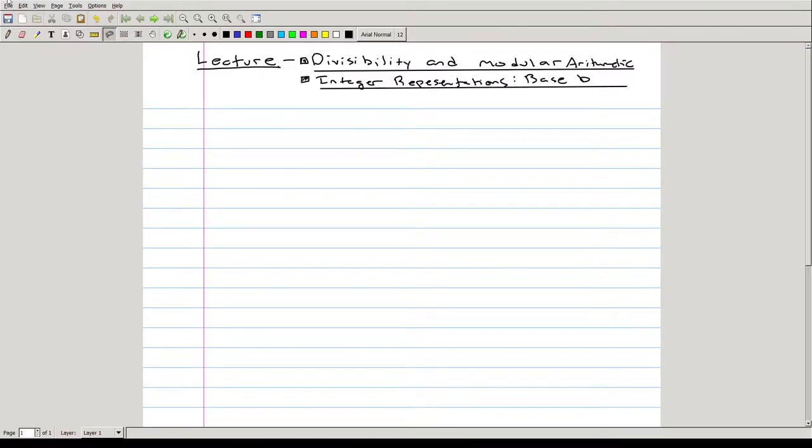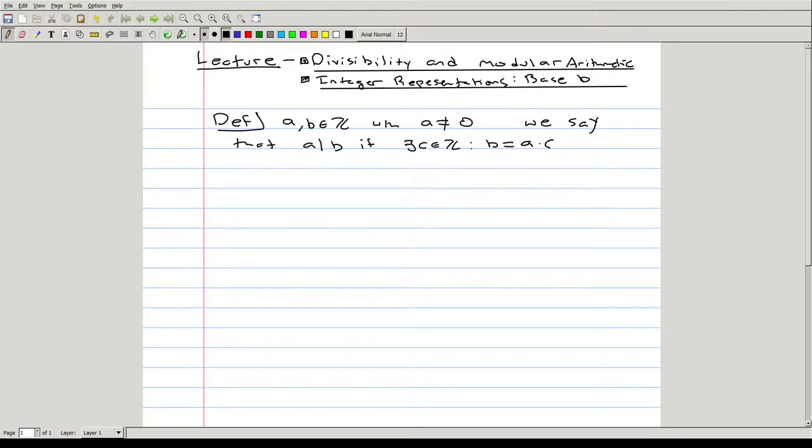And some of this is a little bit of review, specifically this first definition here. We have the divides relation. If A and B are integers with A non-zero, you say that A divides B if there exists an integer C such that B is equal to A times C.